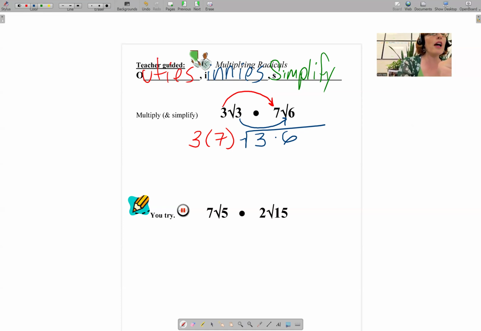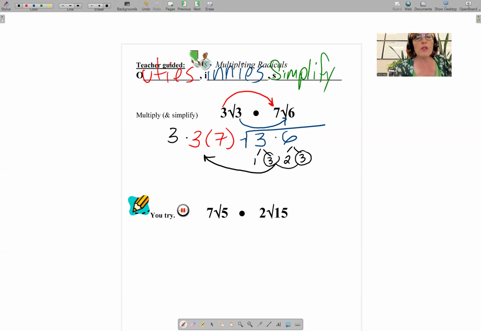Okay, outies, innies. Now simplify. So under the radical sign, I have a 3 and a 6, and that's a 1 and a 3, 2 and a 3. And I simplify by taking out the doubles, taking out the date. So I'm going to circle, circle. That means only 1 3 comes out.